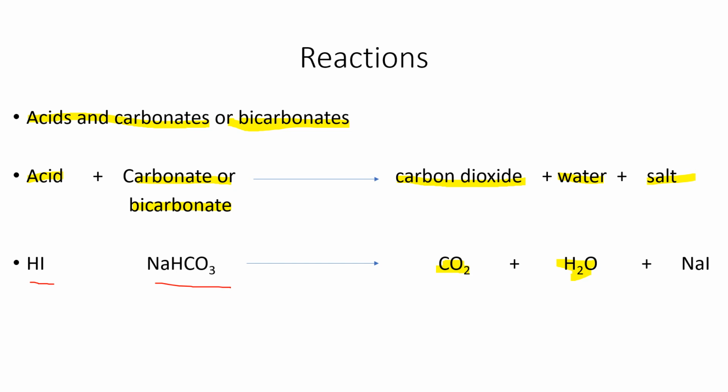Here we have sodium hydrogen carbonate, or sodium bicarbonate, so we can see the sodium ion, and HI, we can see the iodide ion. So when we pair those up, what salt will we make? Sodium iodide. So whenever you are looking at an acid reacting with a carbonate or a bicarbonate, you're always going to get three specific products. You're always going to get carbon dioxide, you're always going to get water, and then you'll always produce some sort of salt. Remember, salt is just slang for some ionic compound.